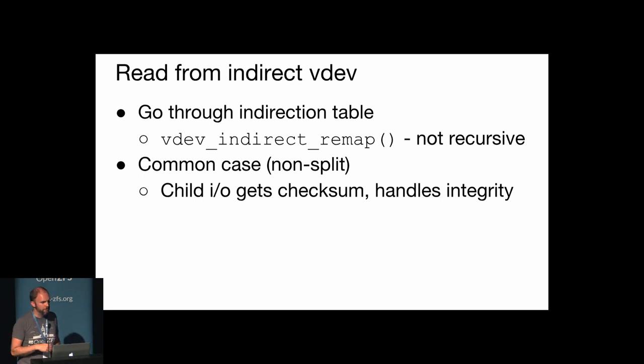The obvious way to do it is: okay, great, I go through an indirect VDEV. It tells me here's the new location. And then the new location is some VDEV, right? It doesn't matter what kind of VDEV it is. Then I just do the read on that. But that one might also be indirect, and that could result in this recursion. So we made this VDEV indirect remap aware that it might point to another indirect VDEV.